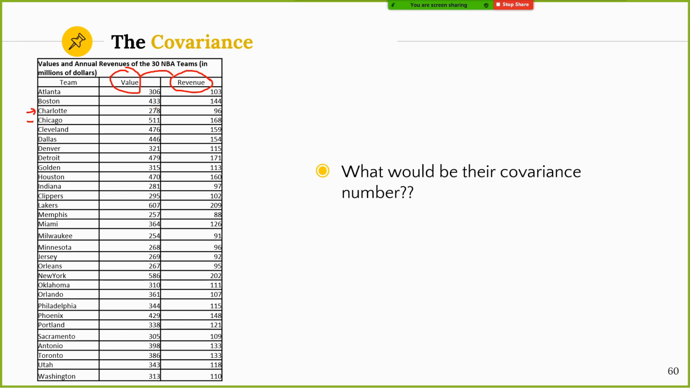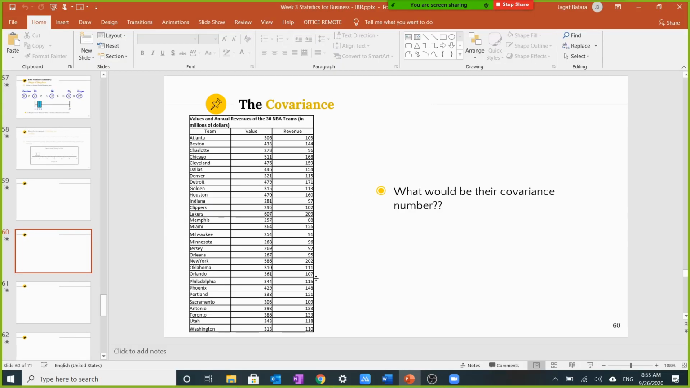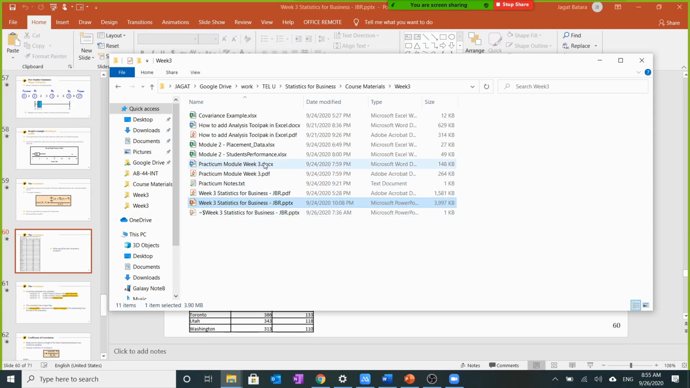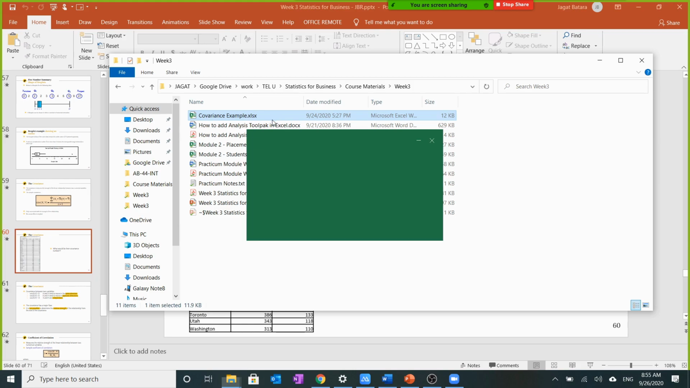So I want to know the relationship between these two variables, value and revenue. The first thing we want to know is what the covariance number would be. I already calculated this one in Excel, so I will share it with you. This is a covariance example.